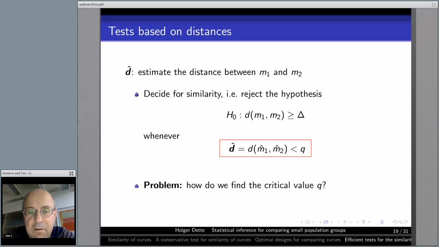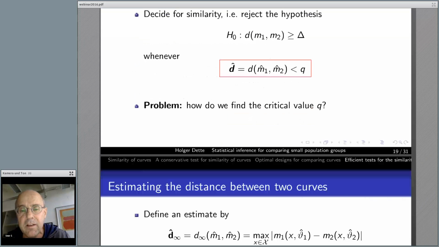And the only problem you have here is to find this value Q. This is a very challenging problem from a mathematical point of view, but practitioners don't have to bother about that because we solve this problem for you. We give you this critical value later on, and I will explain a little how. There's actually an R package where you get this. So the main idea is: don't go with confidence bands, just estimate the distance you are interested in directly. And I should now explain how we do that.